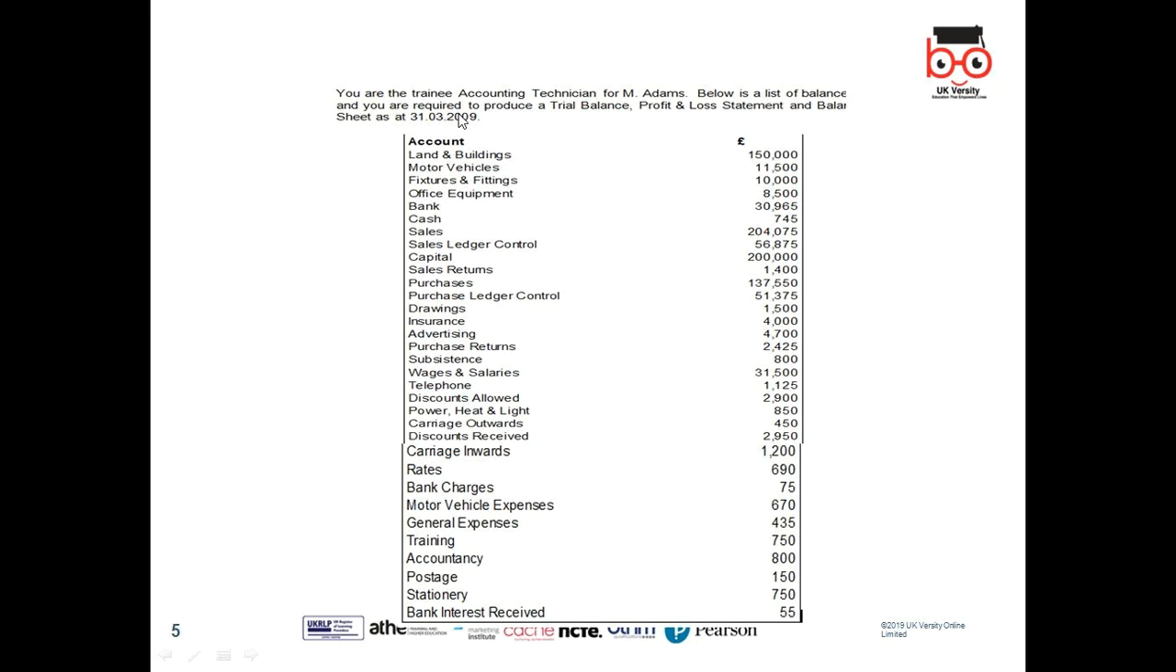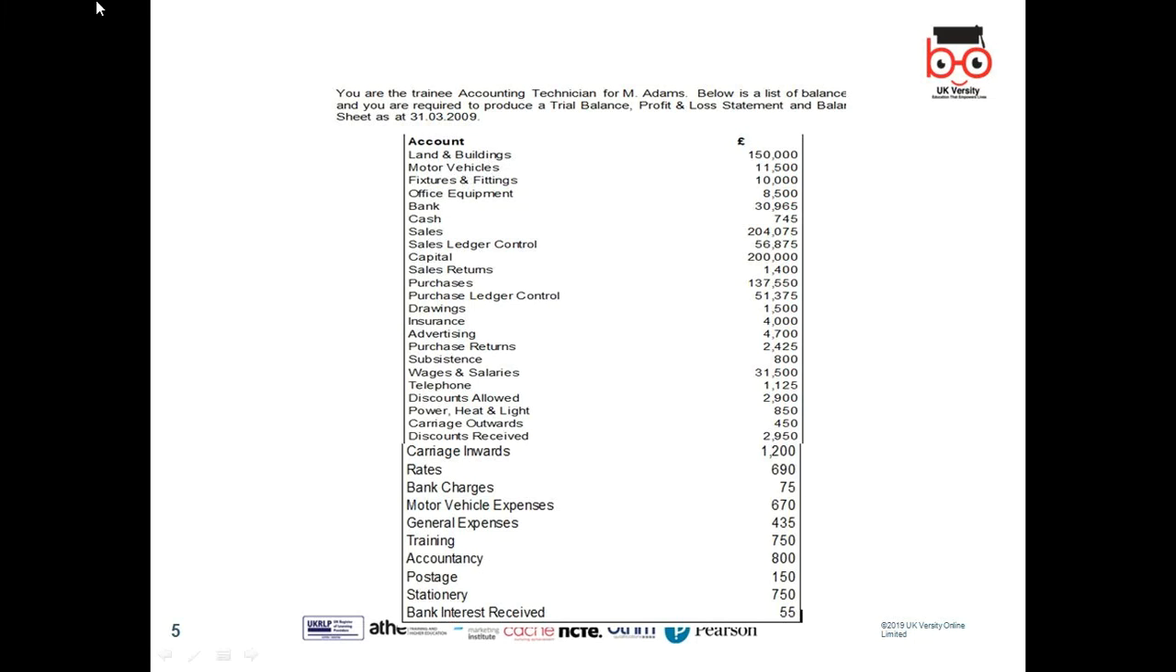So we have land and building. Earlier we said anything we can use for more than a year, or many years, we call an asset. We call it non-current asset or fixed asset, which we can use for many years. So land and building goes on the debit side. Motor vehicle, what do you think? Is it an asset?